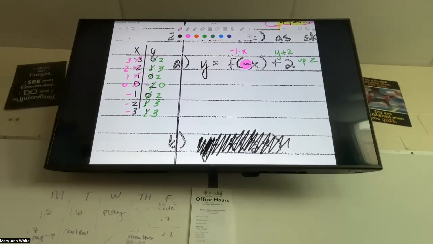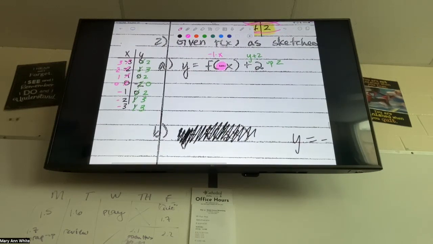Is this review? We've done this before. I think you should know this before, but this is something that we kind of all struggle with, so I always try to take a fair amount of time to go over it. Once you have those points, we're gonna go ahead and graph them. I think I can just stick it in right here.